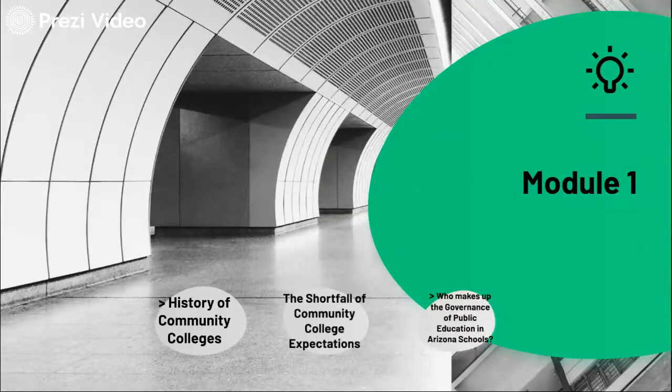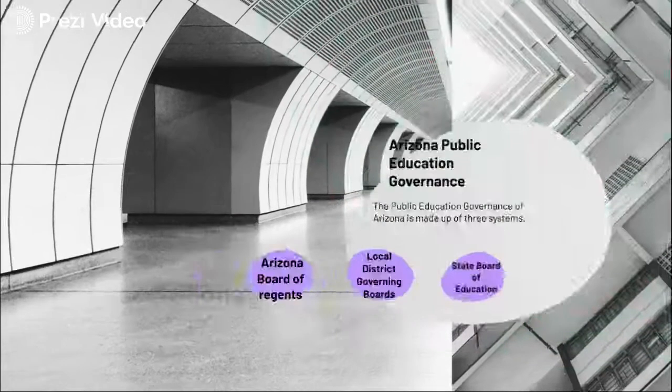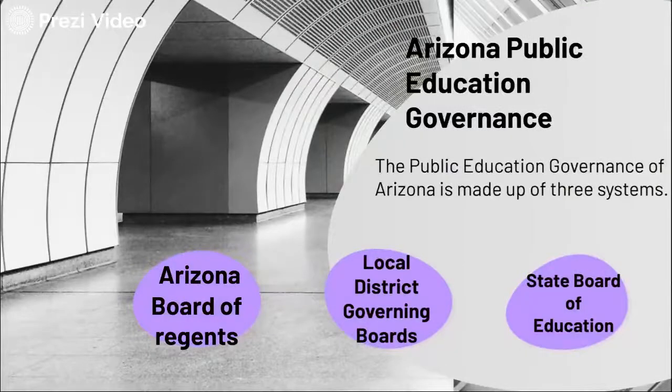And in topic 3 of Module 1, the governance. So in Arizona, the public education governance consists of 3 systems: the Arizona Board of Regents, the local district governing boards, and the state board of education. So we will look into this a bit further.